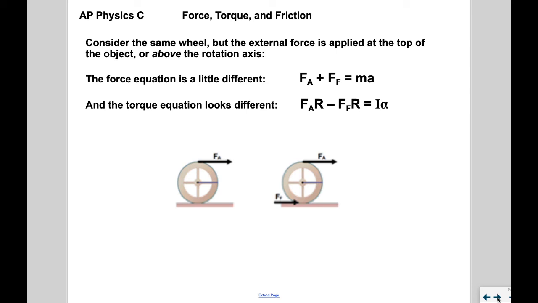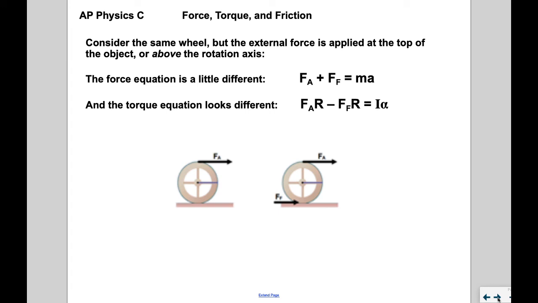Now, if we have the same wheel, but the external force is applied at the top of the object or above the rotation axis, this is where it gets tricky. The applied force exerts a clockwise torque, and that means that the friction force will respond in such a way as to resist the clockwise torque. Notice that the friction force is to the right. That's definitely counterintuitive. We're not used to seeing that, but again, the external torque supersedes the external force, and the friction responds in such a way as to point to the right.